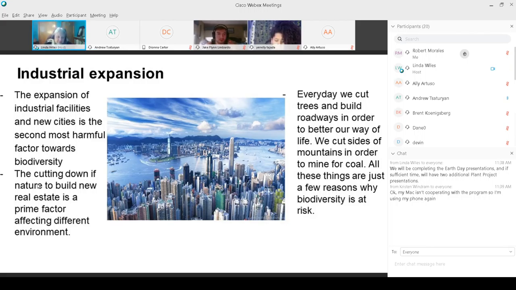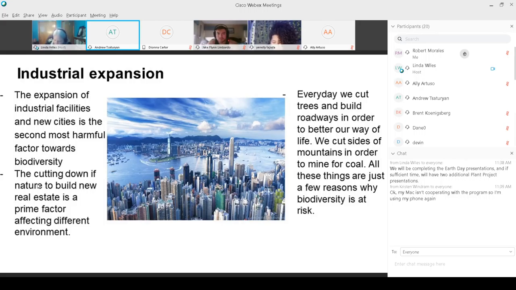Industrial expansion. This is another important topic that's harming nature and biodiversity. The expansion of industrial facilities and new cities is the second most harmful factor towards biodiversity. The cutting down of nature to build new real estate is the prime factor affecting different environments.